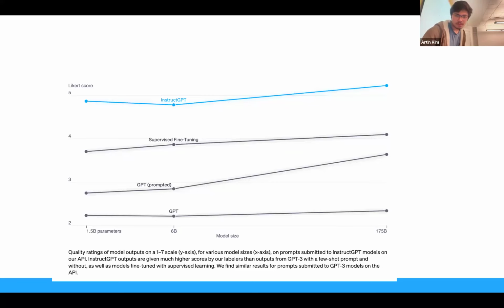But we find similar. Well, let's see. Quality rating of output models, 1 to 7, for various models on prompts submitted to InstructGPT models. Outputs are given higher scores by our labelers than the outputs of GPT-3. Yeah, I don't know. That's really weird. That's strange. Interesting.